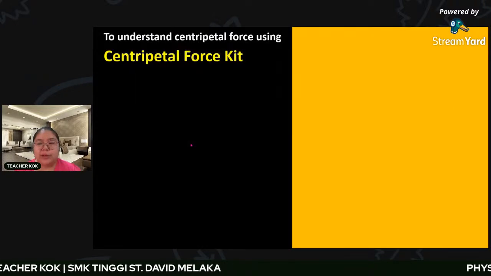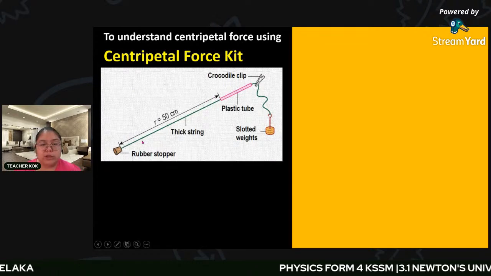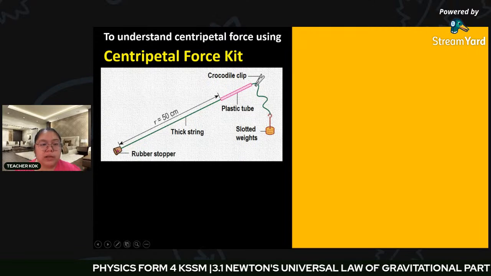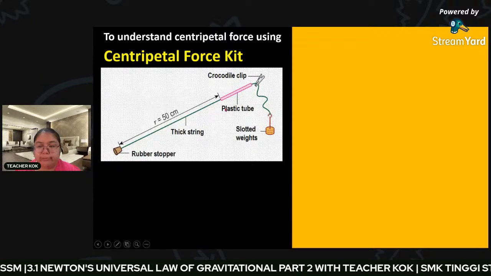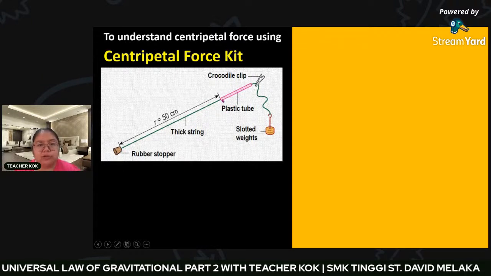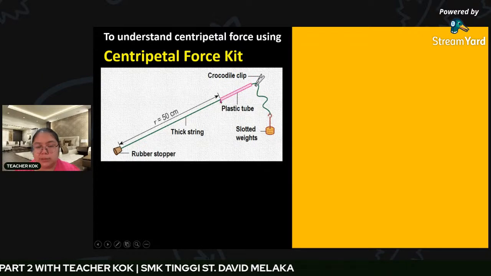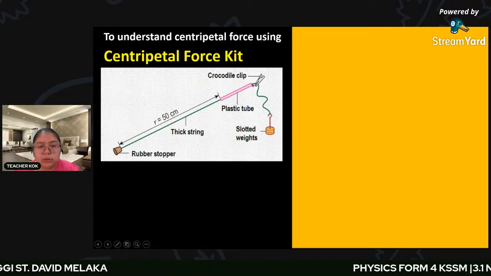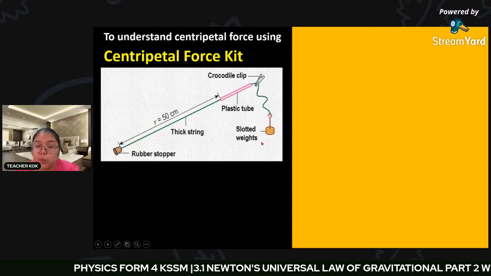Now we are going to see a centripetal force experiment first. This is something you can design by yourself, you can DIY. First, use a rubber stopper joined with a thick string. The string then goes through a plastic tube, which is hollow in the center. When the string goes through to the end, you hang a slotted weight.